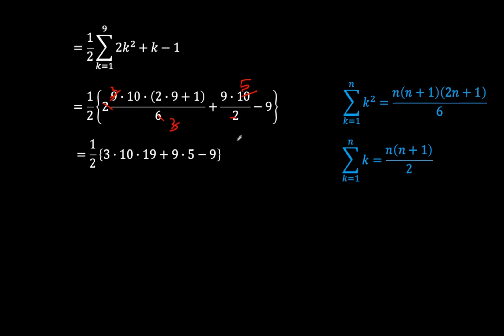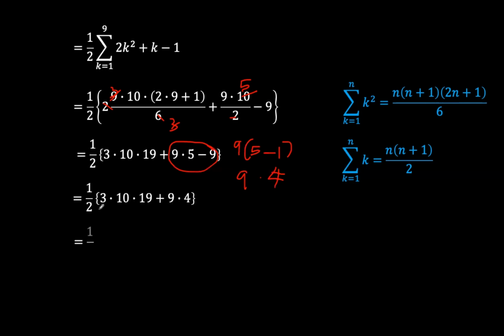And here, this is the same as pulling 9 out, 5 minus 1, which is 9 times 4, right? So we have a half, 3 times 10 times 19 plus 9 times 4.